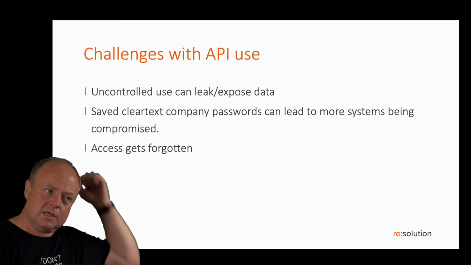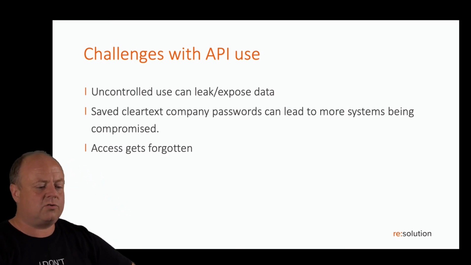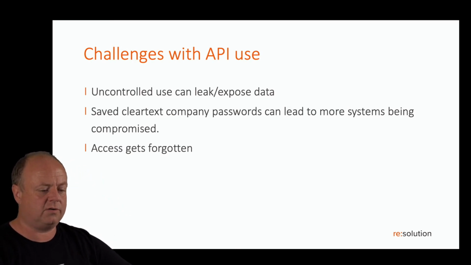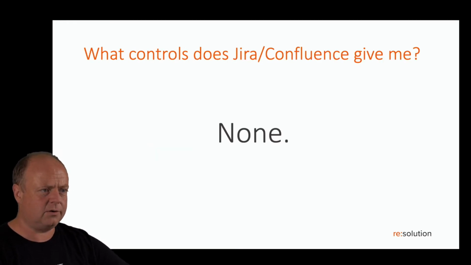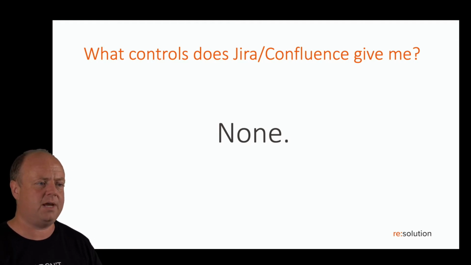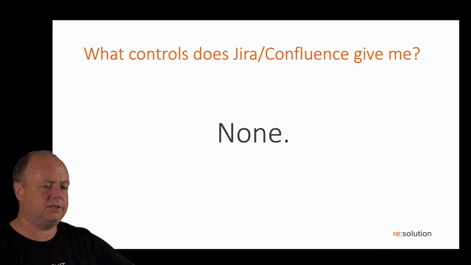So what controls do Jira and Confluence give you out of the box here? Well, simple answer, it's none really. There's nothing to restrict basic auth on the APIs. There's nothing to limit API access that you can do with onboard stuff in Jira and Confluence. But I want to give you some solutions here as well.